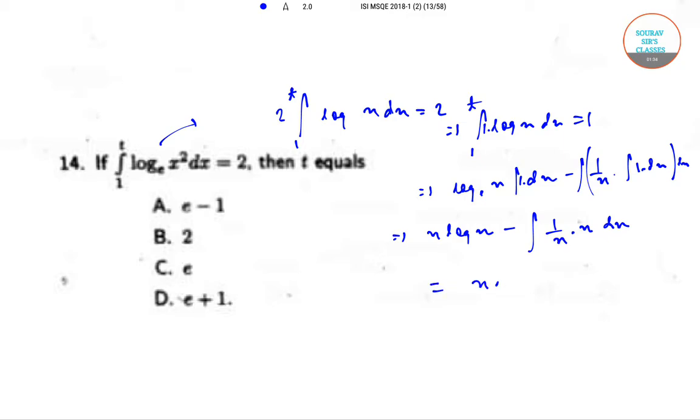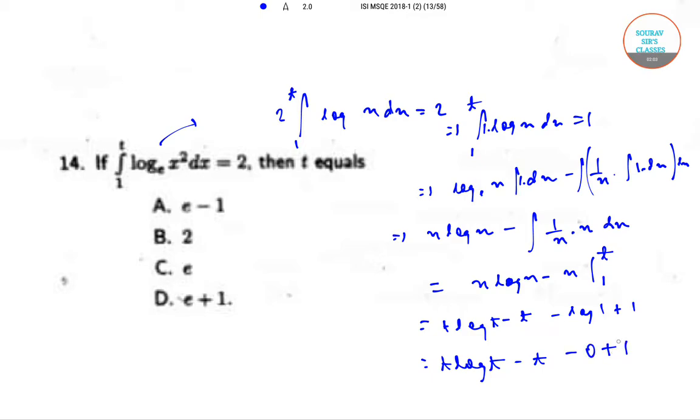So this is x log x minus x from 1 to t, that is t log t minus t minus log 1 plus 1, or t log t minus t minus 0 plus 1. So t log t minus t plus 1 is equal to 1, since the integral of this was 1.